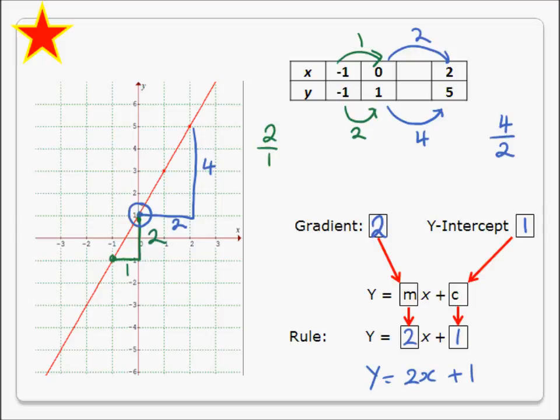Now remembering also that if we didn't have the 0, 1, then we'd need to find a way to look for it, either by completing the table further down or further up, or by looking at the graph.